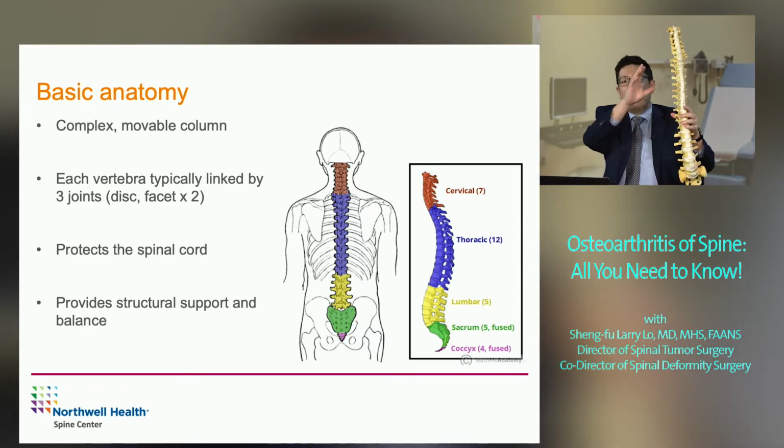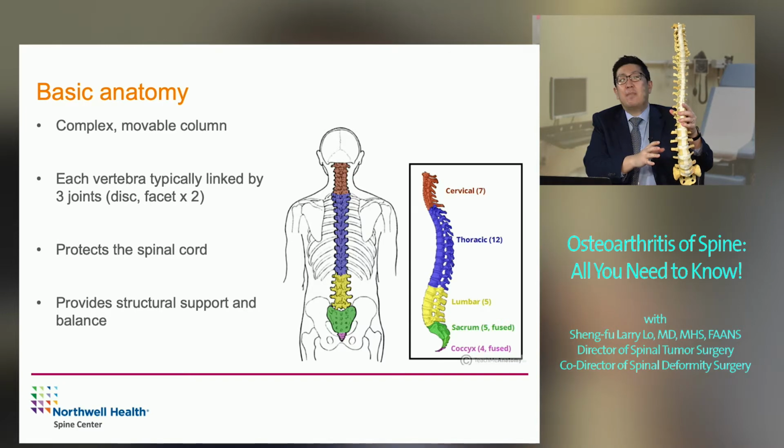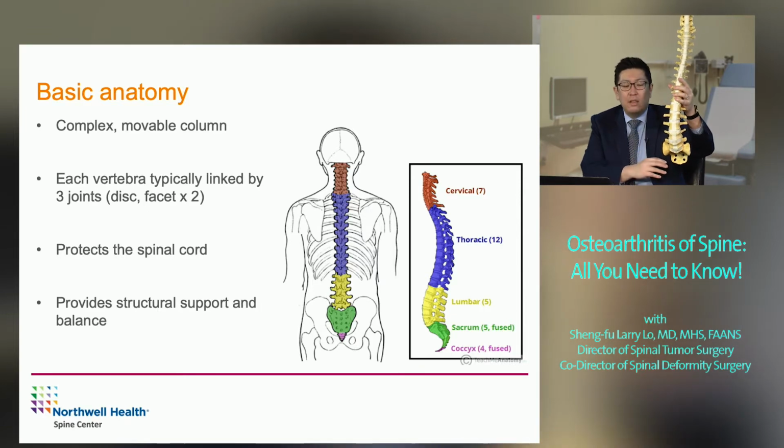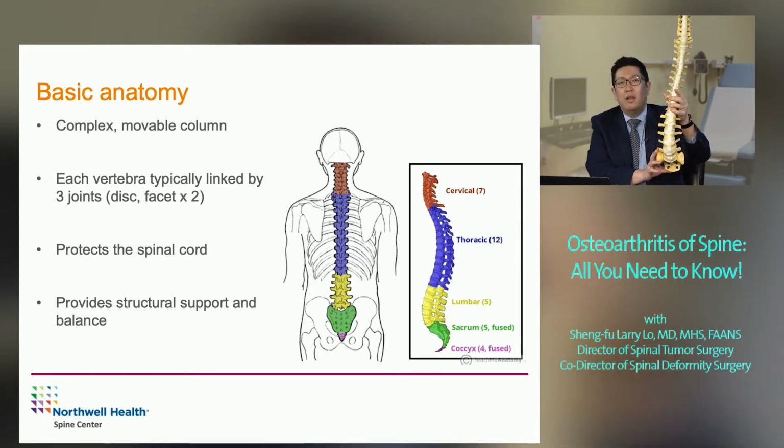Basically, the cervical spine is your neck, the thoracic spine is your mid-back, and the lumbar spine is your lower back. And then beneath the lumbar spine, there's the sacrum, as well as your coccyx, which is fixed, meaning that it is not mobile.